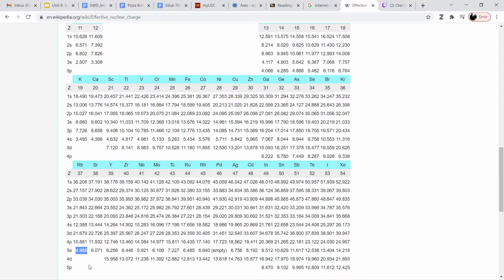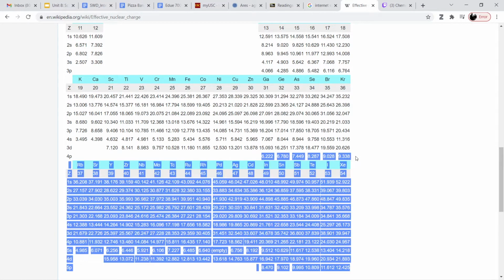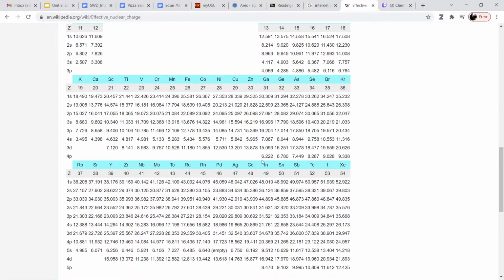And so with this, we are understanding that we have 2 trends that we see here. As we go left to right, things increase. Again, we can take a look here. We can see this increase as we go left to right. Oh, that's the d electrons. We don't care about them. As we go left to right, things increase. All right, and as we go down, things increase.